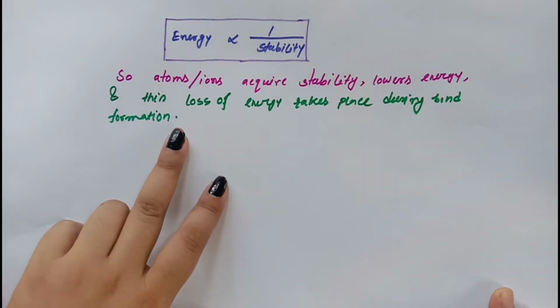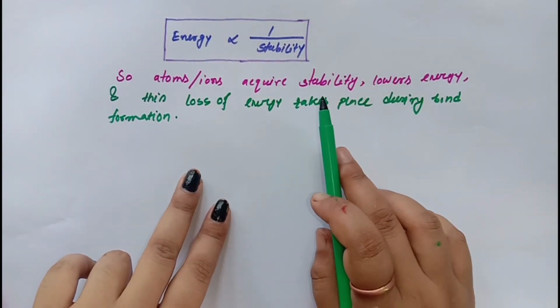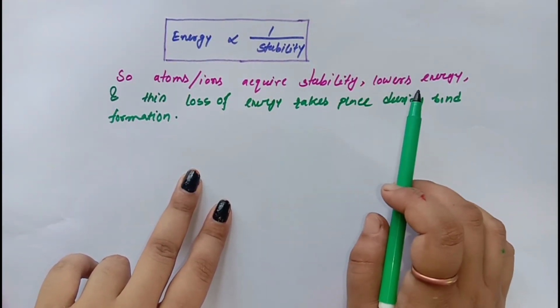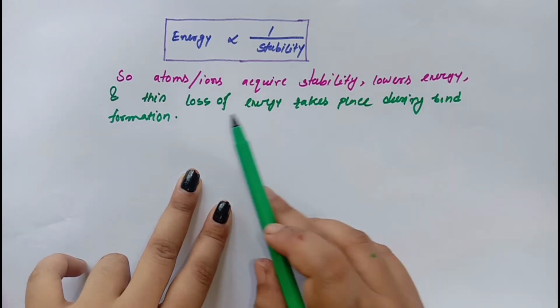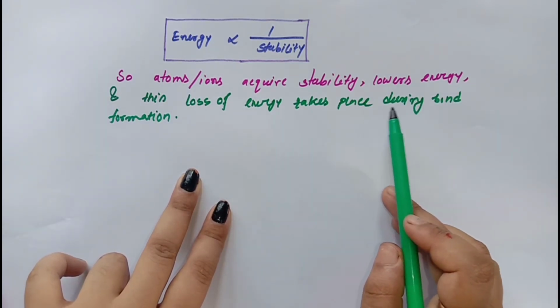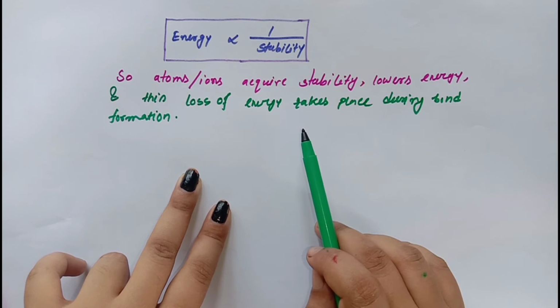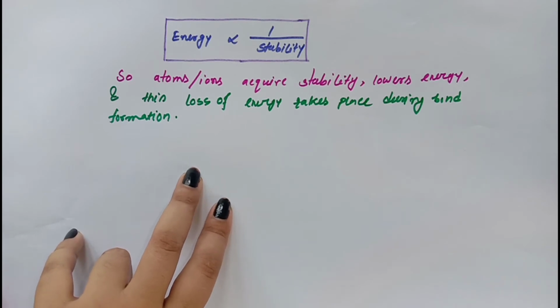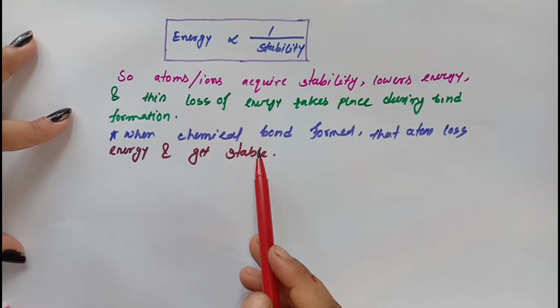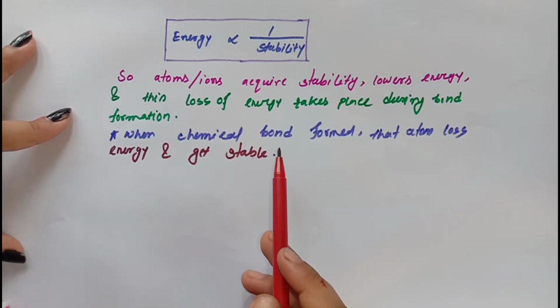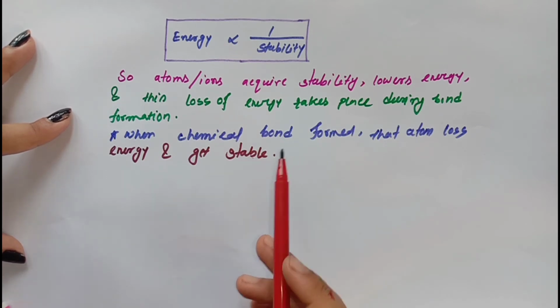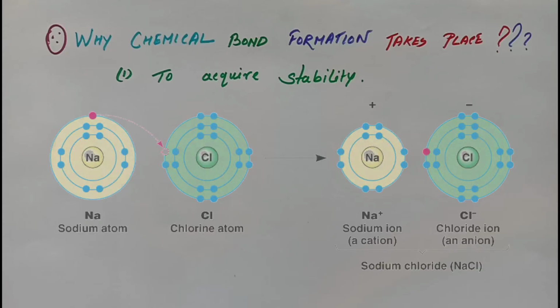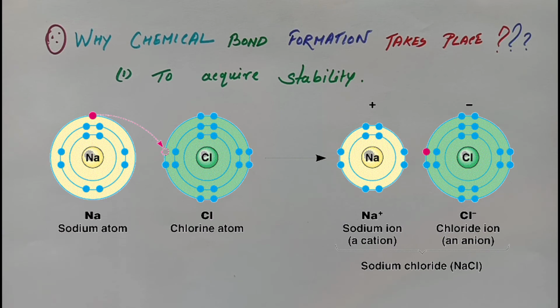So atoms or ions acquire stability by lowering their energy, and this loss of energy takes place during bond formation. When a chemical bond is formed, the atoms lose energy and get stable. So this is the first reason for the formation of a chemical bond between atoms or ions. See, I am taking the example of the formation of sodium chloride.